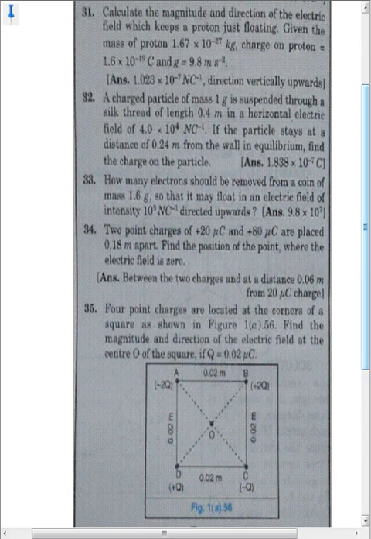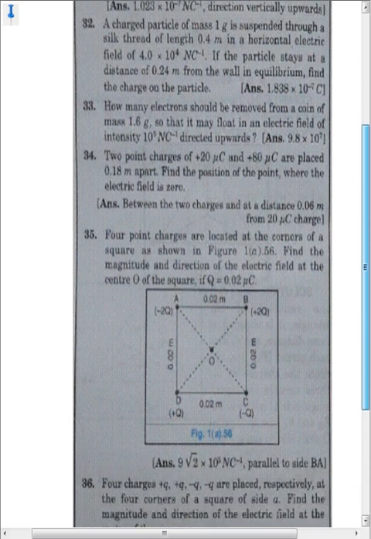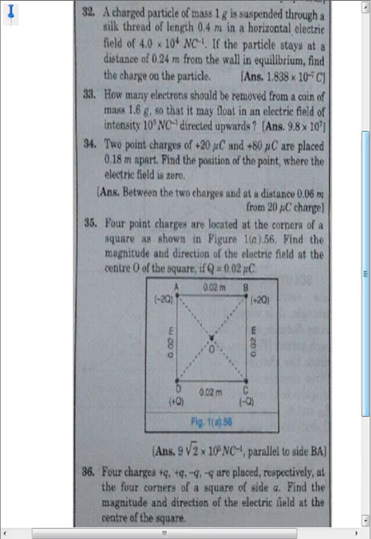Then the next one is the 32nd bit, that is the charged particle. A charged particle of mass 1 gram is suspended through a silk thread of 0.4 meters in a horizontal electric field of 4 times 10 raised to the power 4 Newton per coulomb. If the particle stays at a distance of 0.24 meters from the wall in equilibrium, find the charge on the particle. So now this is a question of balancing vectors.